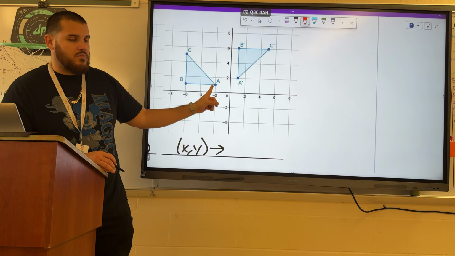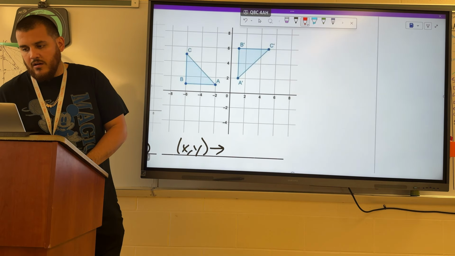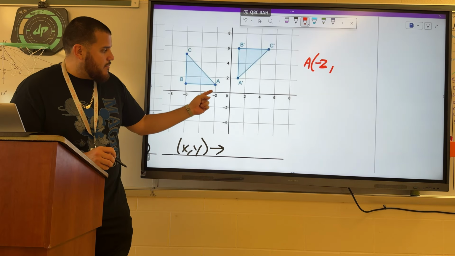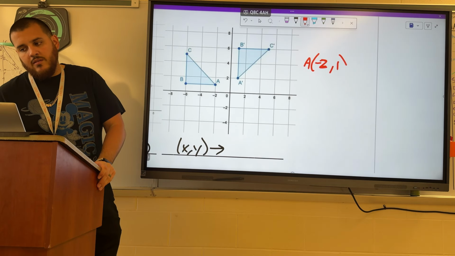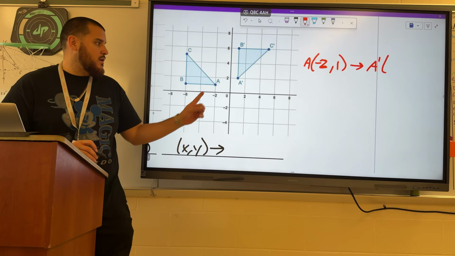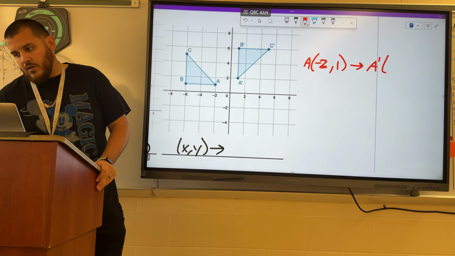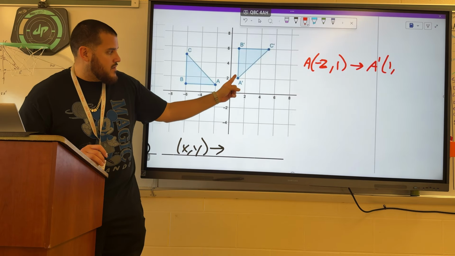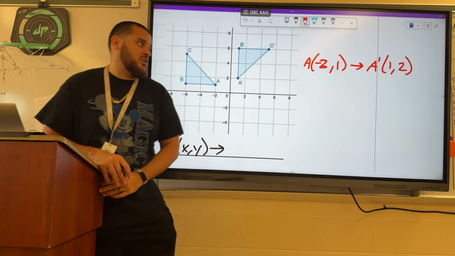And let's look at my pre-image. I did the same mistake again. Look at my pre-image. So we have -2 here for point A on our pre-image. And then we're going up halfway between 0 and 2, so we're going to assume that's a 1 there. So -2, +1 is where we start. That transforms into A prime, which is going half the way from 0 to 2. So we're going to say +1 for that x coordinate, and then it's going up to 2 on the y-axis, +2.